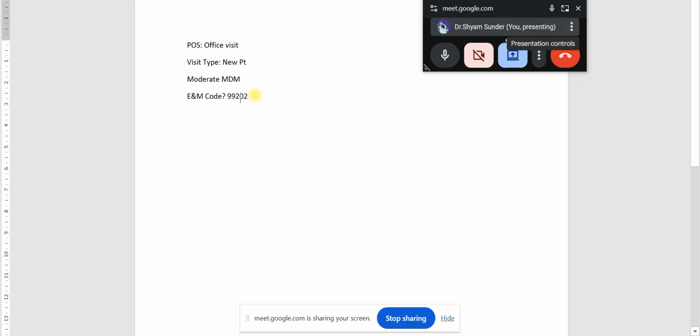E&M code and DX code also, because like I said, you would assign two codes. The E&M code is nothing but the CPT code, right? CPT is 99202. Now the diagnosis code, food poisoning due to salmonella. What was the code you got? A02 something, if you remember. That's the code you have to give.